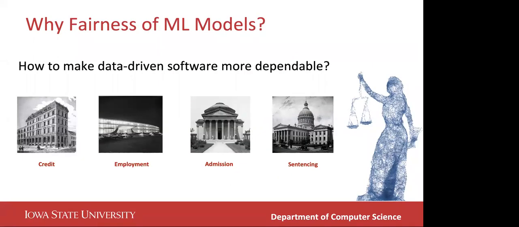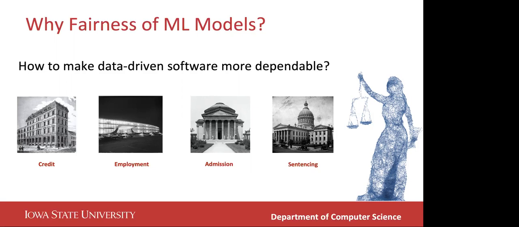So why the fairness of machine learning models? Basically, we have been looking at the dependability of data-driven software for a little while, at different properties of data-driven software, such as uncertainty or data freshness, and fairness is also another property of data-driven software. We have seen a lot of data-intensive software being used in the real world, like credit approval, hiring employees, making admission decisions for applicants, and also in criminal sentencing. And recently, many of these software have been reported to discriminate between societal groups.